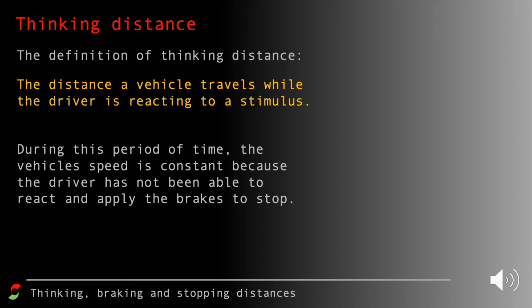But during that time, because the car has a speed, that car will travel a distance, and it's called thinking distance. And it's all down to the reaction time and the speed of the car. Okay, reaction time of the driver and the speed of the car.